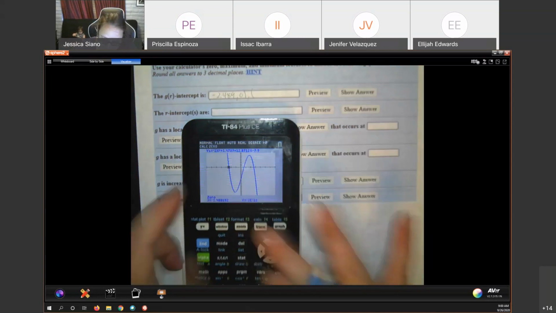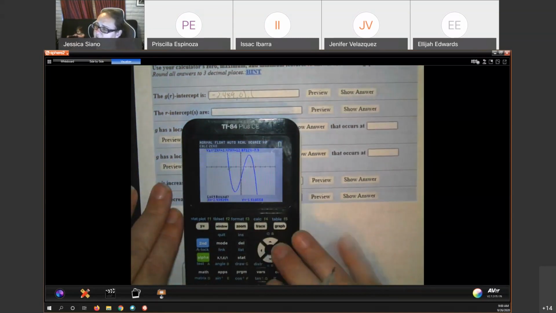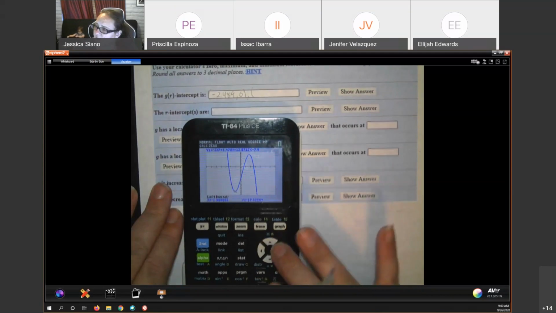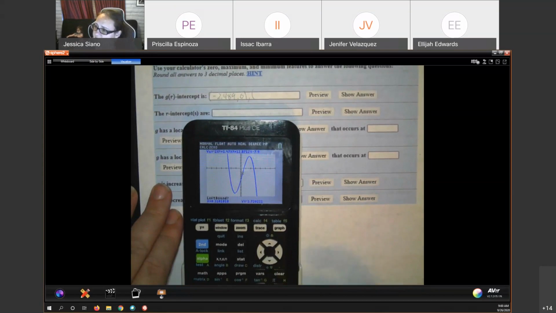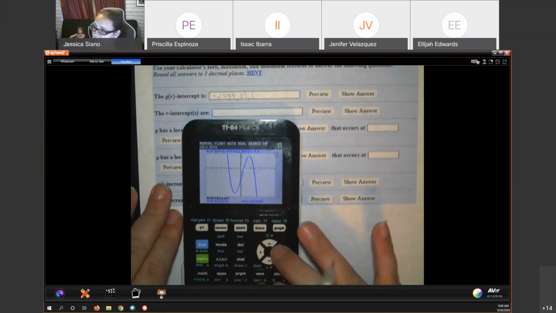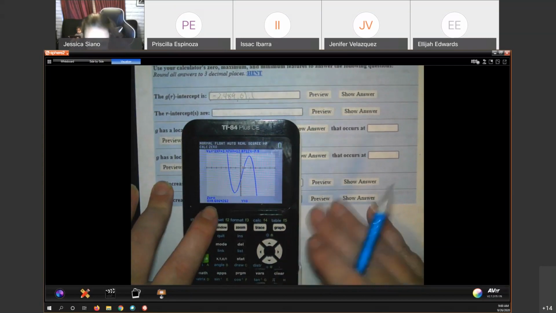Okay, let's do it again. Second and then calc. 0. Go so that you are anywhere to the left of this 0. Press enter. Then anywhere to the right of the 0 and press enter. And then enter one more time. So 0.606.